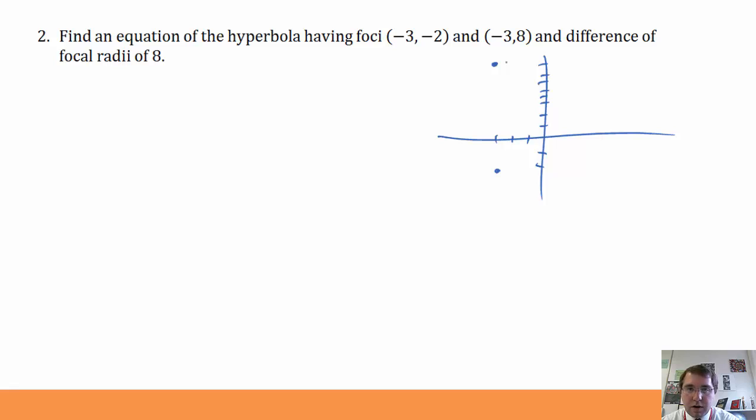Halfway between the foci is going to be the center. Well, it's halfway between -3, 8 and -3, -2. Well, that looks like -3, 3, which is a distance of 5 away from both of those. So my c is 5. Okay. My center is at -3, 3. That's my h, k. h, k equals -3, 3.